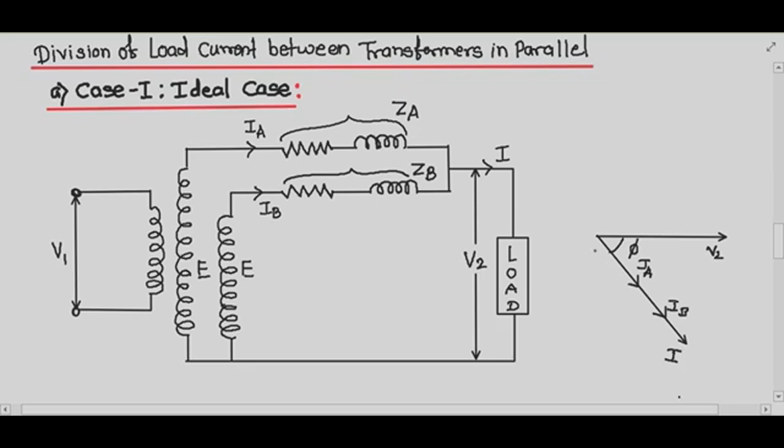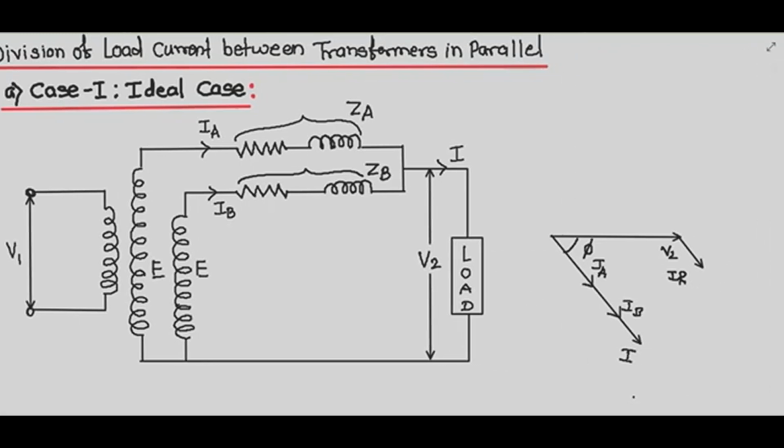In this figure, the single triangle, first of all I have to draw the triangle. So let us draw the IR drop, which is in parallel with IA. Now let us draw the impedance drop, the IX drop, which is perpendicular to I. The vector sum of both drops and V2 will give me the EMF E of the transformer, and the vector sum of IR and IX is nothing but IZ.